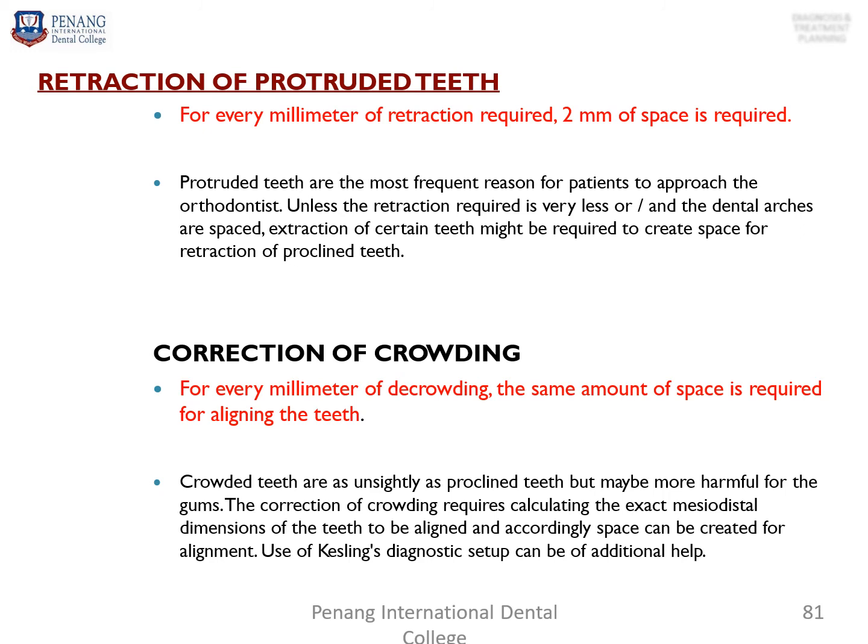Now imagine you want to retract protruded teeth. Understand that for every millimeter of retraction, 2 mm of space is required, because suppose you are retracting your two anterior teeth, that means 1 mm on both sides, so 2 mm of space you require to retract the teeth. And if you want to correct the crowding, for every mm of decrowding that you have to do, that much amount of space you require. Simple. I don't want to go into much detail about it; I'll be doing it again in the class during your demo.